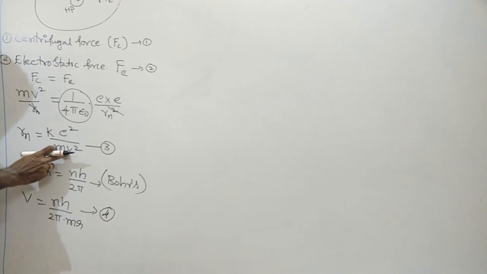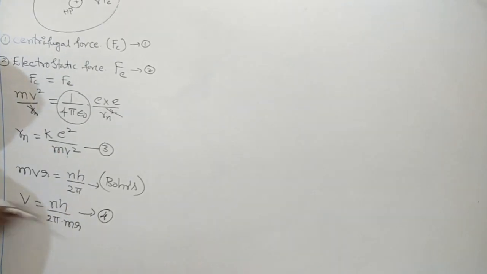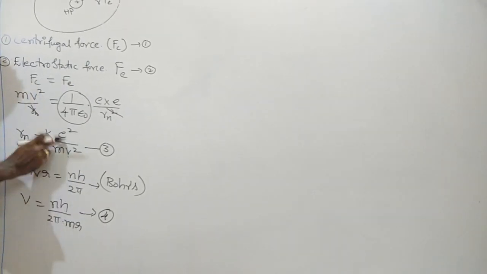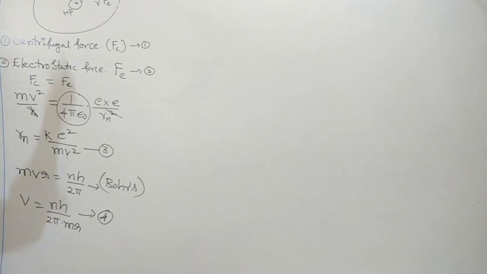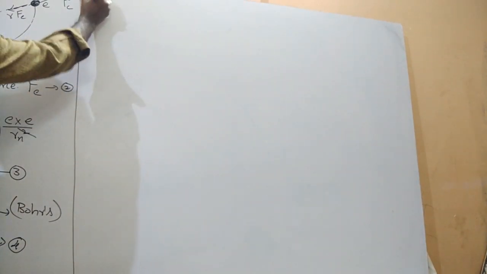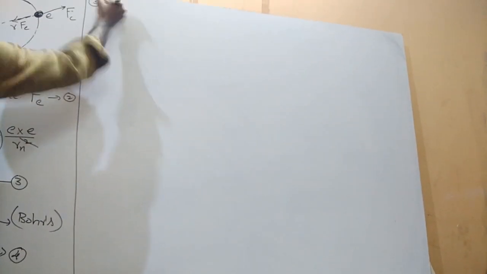In the third equation we need to eliminate the V value. That fourth equation V value is substituted in the third equation. Now we are writing here. So the third equation implies like this.